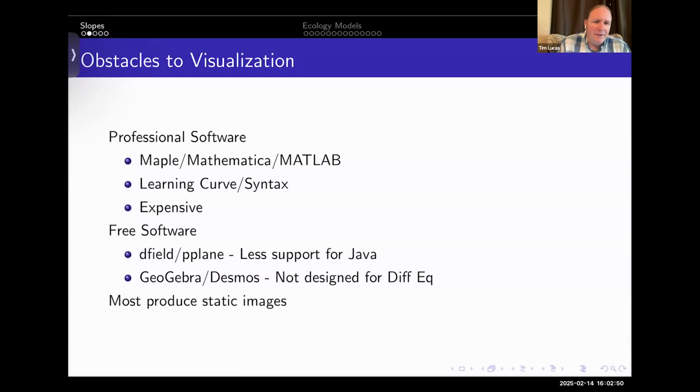There are things like dfield and pplane out there, and you'll see pictures that are kind of inspired by that. But there became less and less support for Java, and so it was hard for the students to use that. And I know that some of the things that you see can be done in GeoGebra or Desmos, but I kind of feel like you're working the system to try to get it to make the pictures that you want, instead of having an application that's designed specifically for students to investigate differential equations. And another thing that I really wanted to do was produce images that we could manipulate easily.